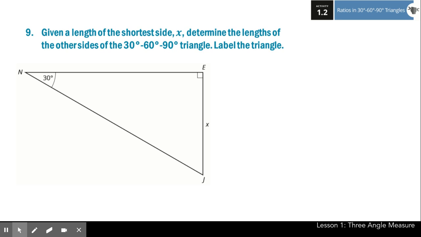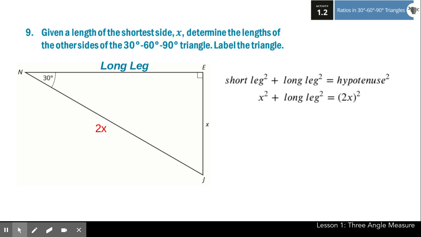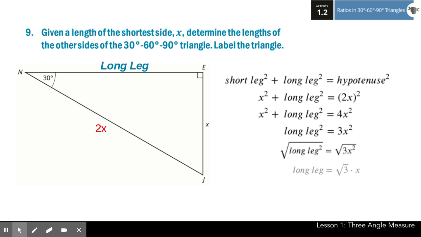Question 9, page 130. Given a length of the shortest side, x, determine the lengths of the other sides of the 30, 60, 90 triangle. So we did this a little bit with the 45, 45, 90 as well. So we've got 2x, we've got a long leg, and we've got a short leg. And this is something we learned about last class. So we're trying to find x here. So we're going to use Pythagorean theorem. Go ahead and pause, and you can write this into your notes. And we eventually get that we're not trying to find x, we're trying to find the long leg. And we get that the long leg is radical 3 times x. Pause, get this into your workbook on question 9.